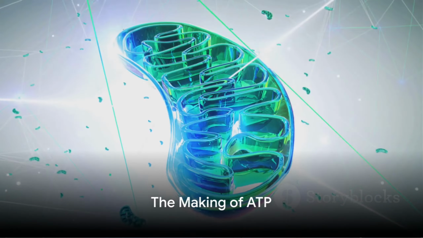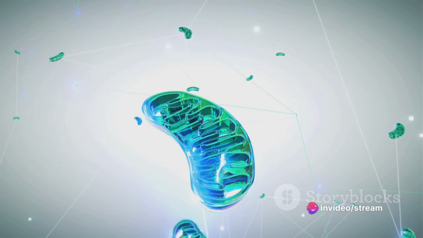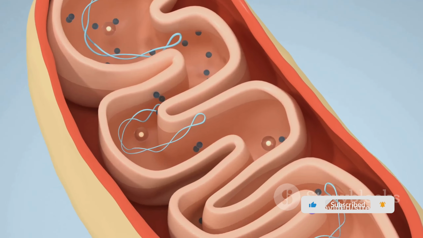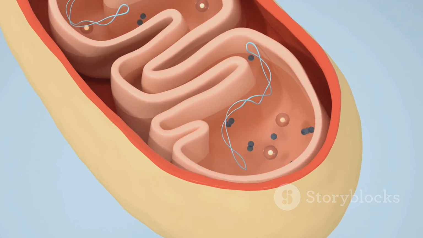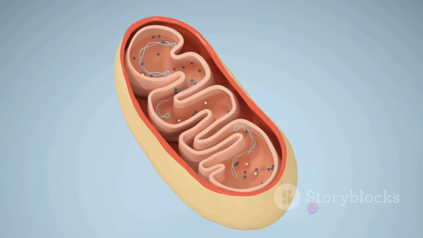How does this tiny molecule get made, you ask? Well, let's dive into the beautiful process of ATP synthesis. This fascinating journey involves a three-step process: glycolysis, the Krebs cycle, and the electron transport chain. Each step plays a vital role in creating this life-giving molecule.